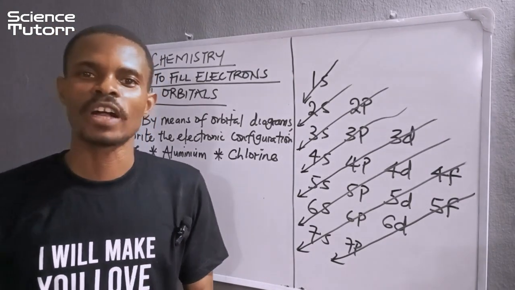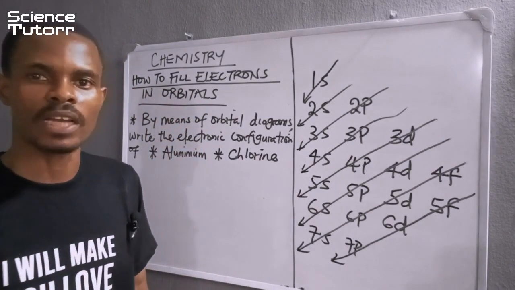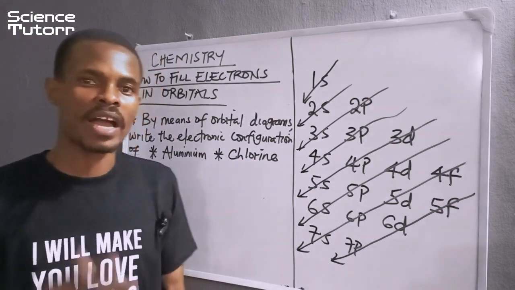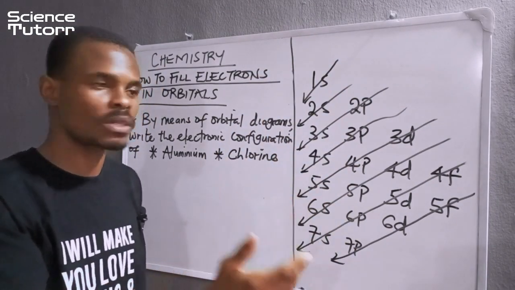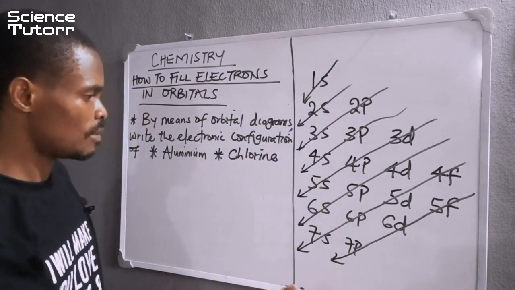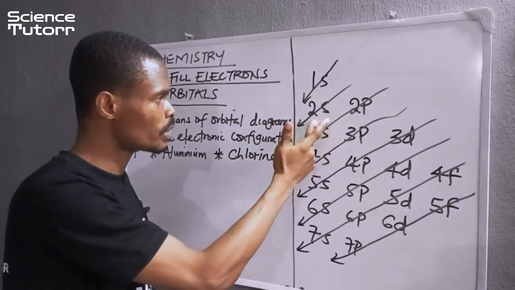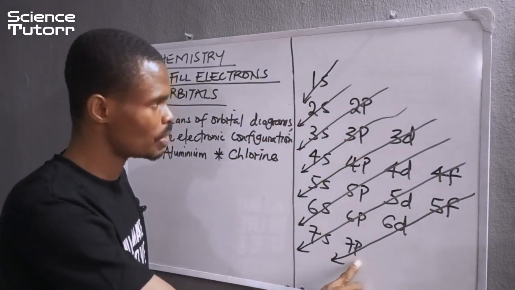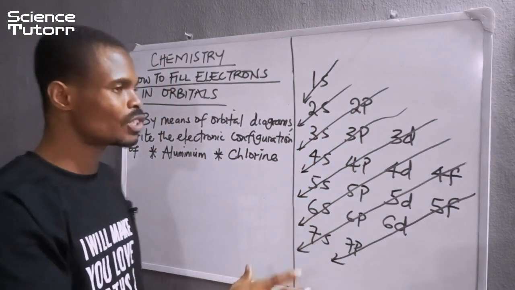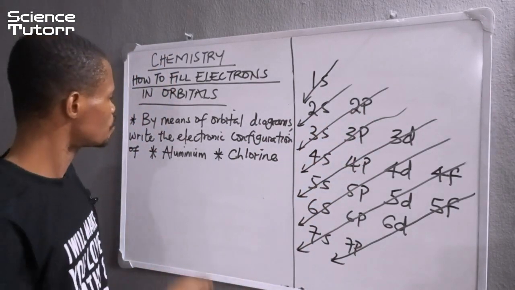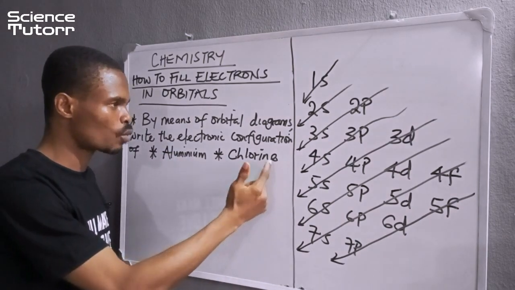In this video, we shall be looking at how to fill electrons in orbitals. In previous videos, I described how you can fill electrons in orbitals using this format. If you watch my previous videos, you are going to realize that we have 1s, 2s down to 7p. I explained each of these processes. So today we shall be using it to fill basically two elements: aluminium and chlorine.